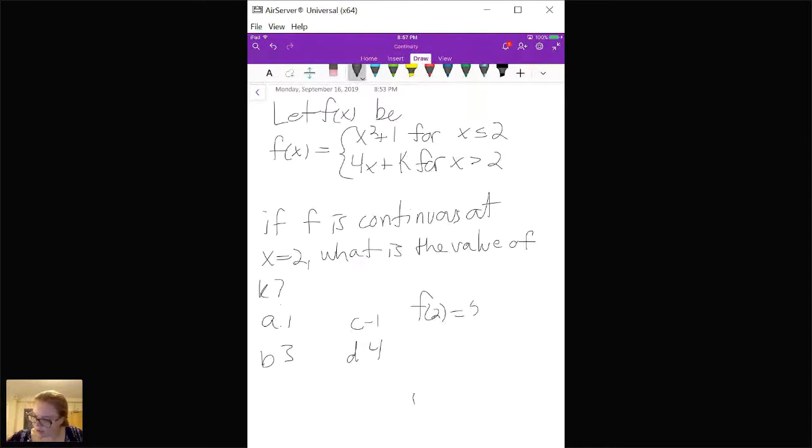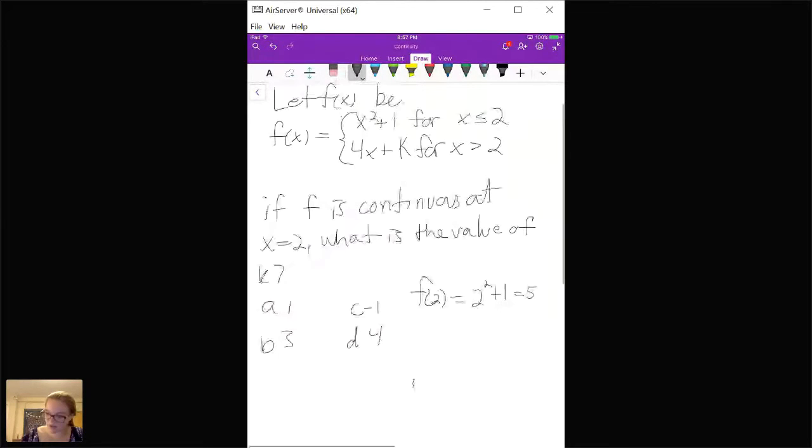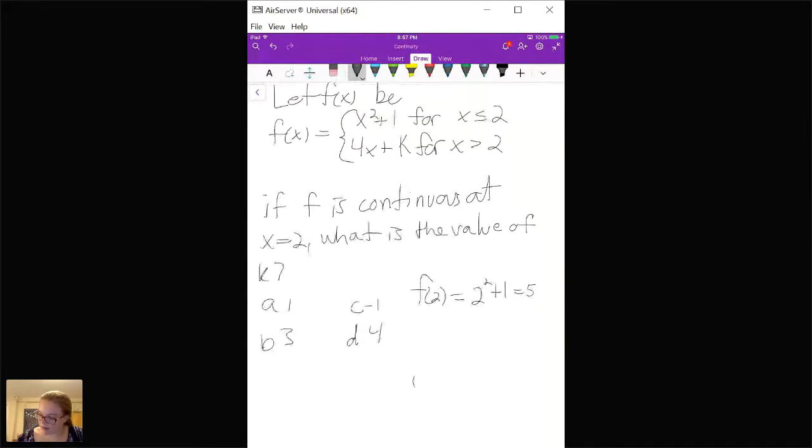Good. So actually, let me write out the steps so you can see it later. So f of 2 is going to be 2 squared plus 1, which is 5. The one that is less than or equal to 2, because the other one is not equal to 2. Okay, now the next thing we have to figure out is about our limit, right? So we have to know that the limit as x approaches 2 from the left equals the limit as x approaches 2 from the right.